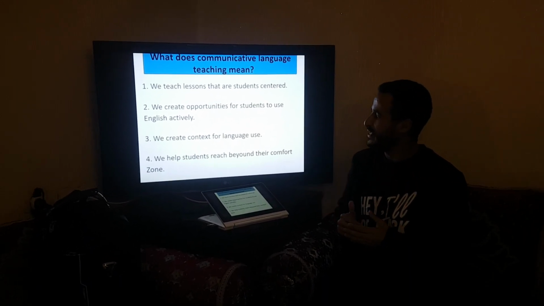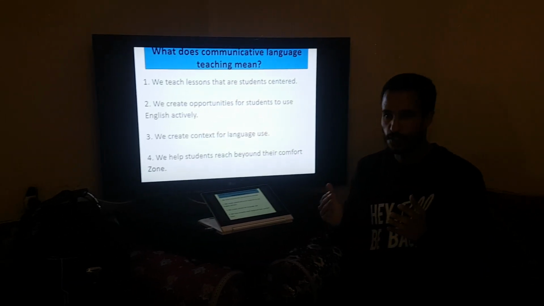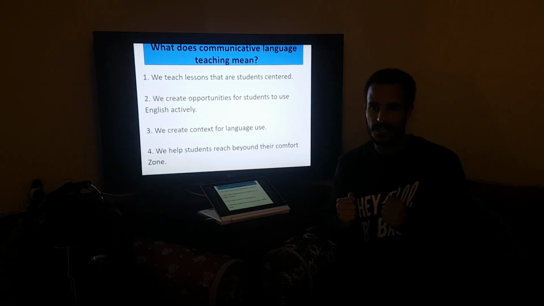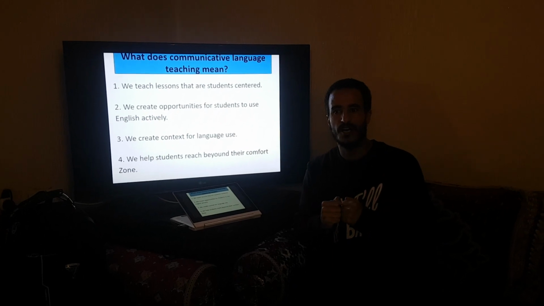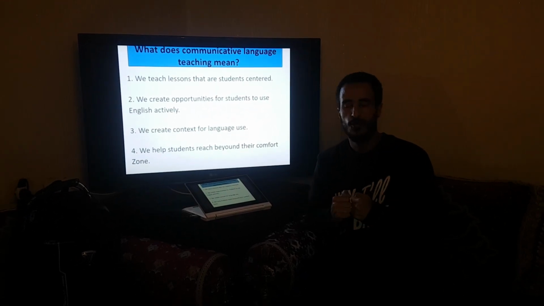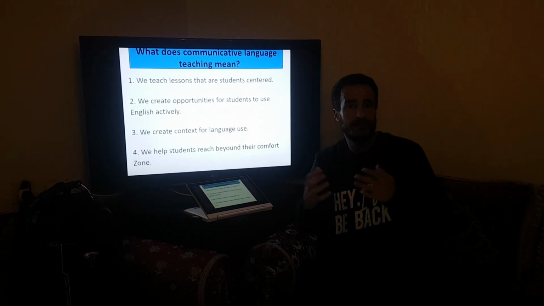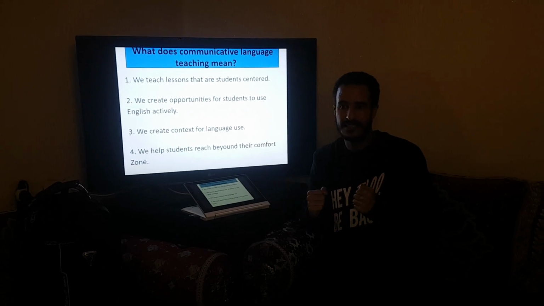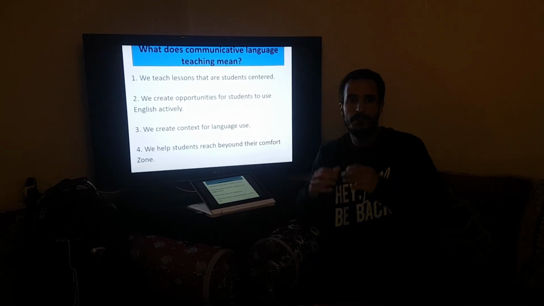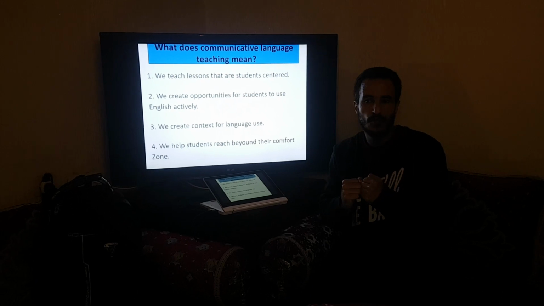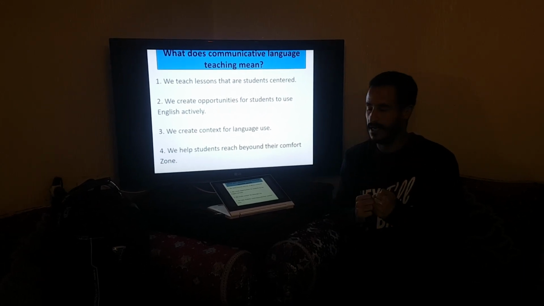Number three, we create context for language use. When you are teaching grammar, it's a very great idea to start with building interest. You start with the context. The context can be a conversation. The context can be a text. The context can be pictures, showing pictures to students and asking them some questions, okay?